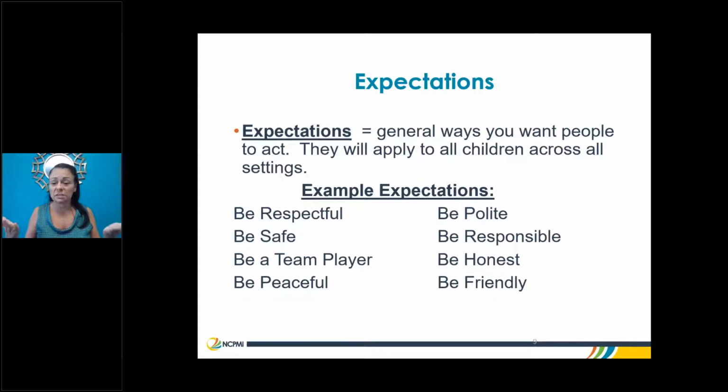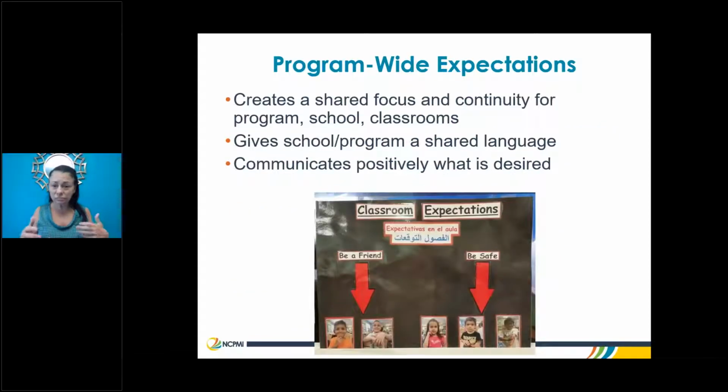So first is expectations. Expectations are these big, broad concepts. They're the general ways you want everyone to act. So it applies to kids, it applies to adults in all settings across the entire program. Examples of an expectation might be things like being respectful, being safe, being a team player. These are those large kind of character traits that we are going to teach all kids to do all the time across the program. And so we often will talk about setting program-wide expectations.